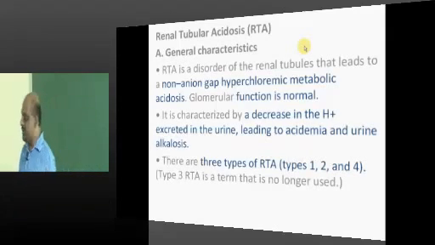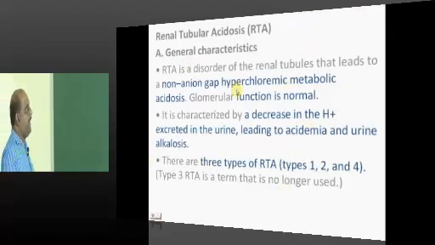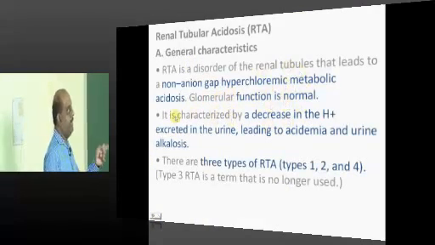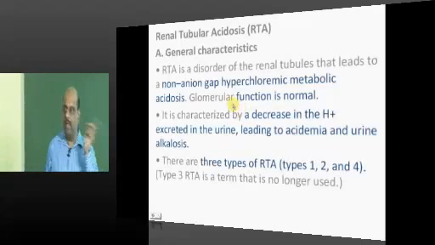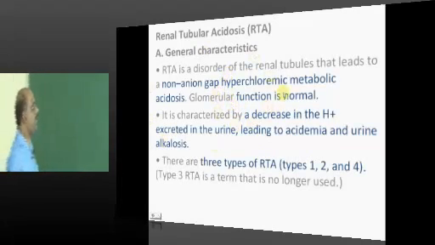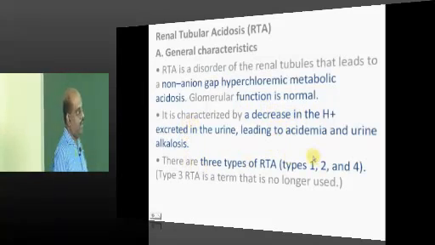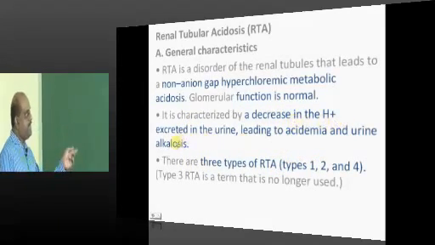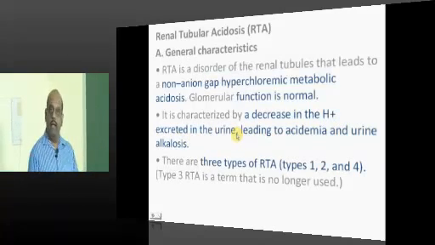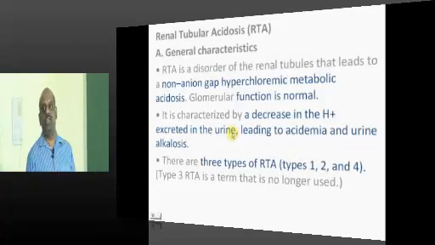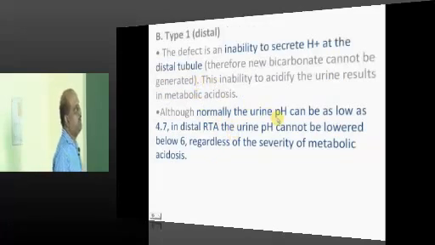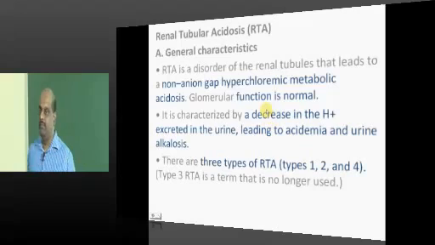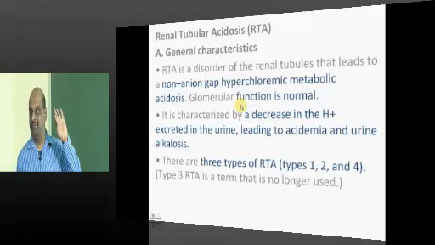So renal tubular acidosis is non-anion gap, hyperchloremic metabolic acidosis with a normal glomerular function, is what you need to basically remember. Either there is a decreased H plus secretion or increased bicarbonate loss into the urine, which lead to the development of renal tubular acidosis. There are mainly three types: 1, 2, 4. There is no 3.